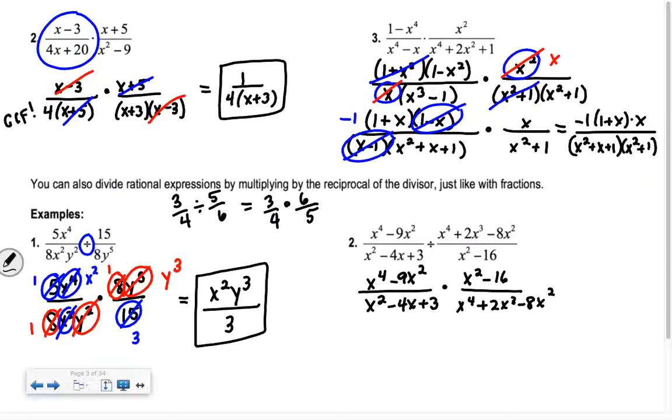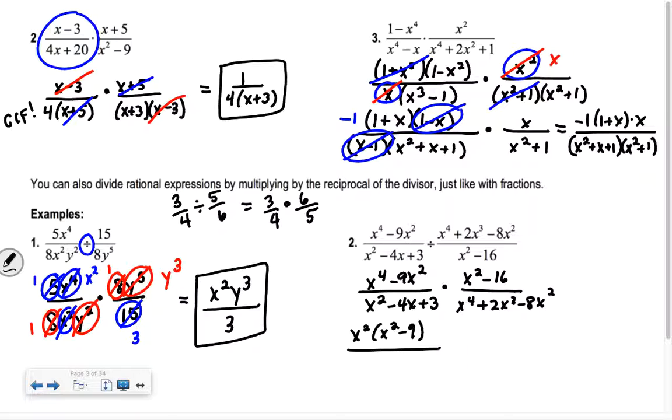Try it along with me. So think, are there any GCFs that I can pull out? How do I factor these things? So let's start with the x to the 4th minus 9x squared. So the first thing we would do to factor is pull out that GCF. So we should have an x squared, and then I'm left with x squared minus 9. Okay, that will factor further. So we'll leave it for now.